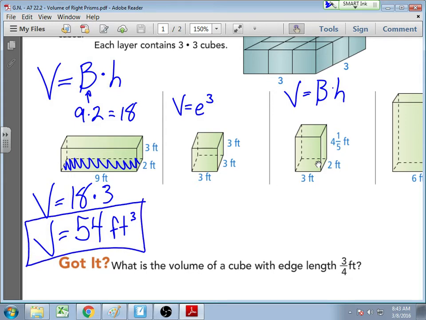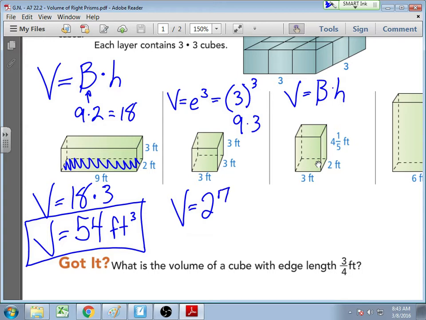Over here, we have just edge length cubed for my formula. So I can just plug in my edge length of 3 and cube that. Well, if I do 3 squared first, that's going to give me 9, which is still times 3. And 9 times 3 is going to give me a volume of 27 feet cubed.